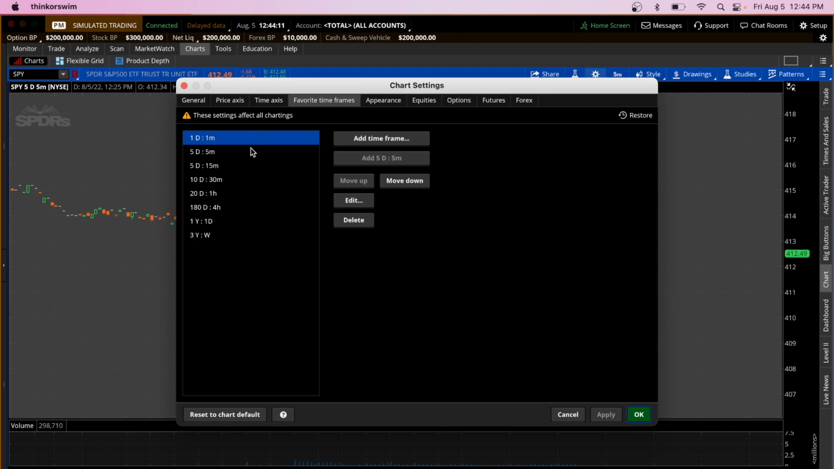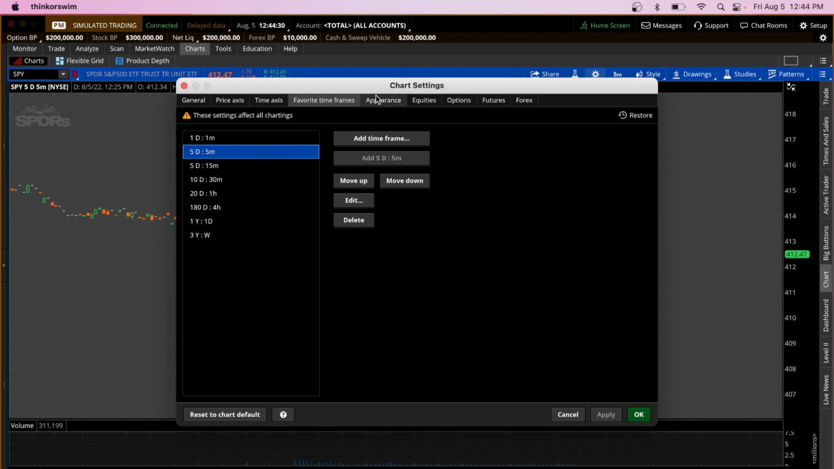Favorite time frames. There's no right or wrong for the favorite time frames. That's why it's called favorite time frames and not correct time frames. My favorite time frame is the 5-day, 5-minute. I know people who use the 1-day, 1-minute, people who like to use the hourly, the 15. Cool. This is just my personal preference.